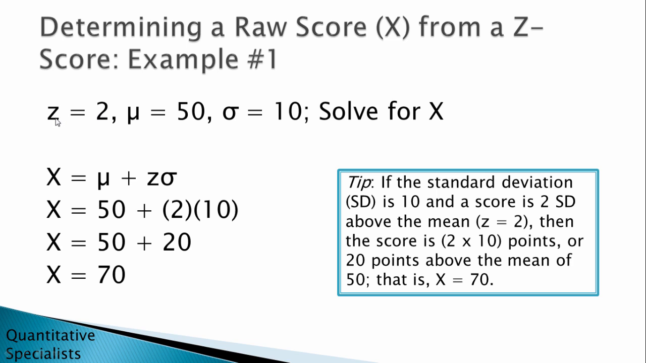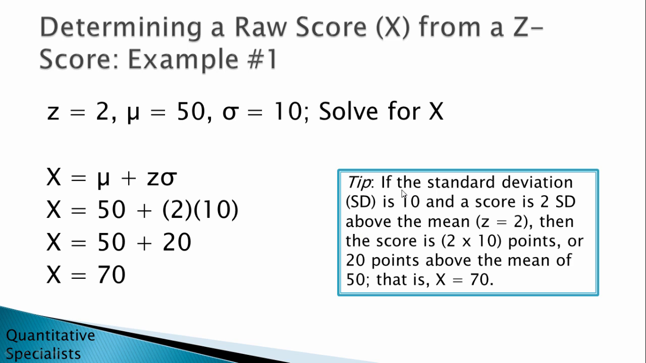Okay, in our first example, we have a z-score of 2, a mean of 50, and a standard deviation of 10, and we want to solve for x. So using that formula, solving for x, we see that the mean is 50, the z-score is 2, and the standard deviation is 10. So multiplying that out, we see x is equal to 50 plus 20, or x is equal to 70.